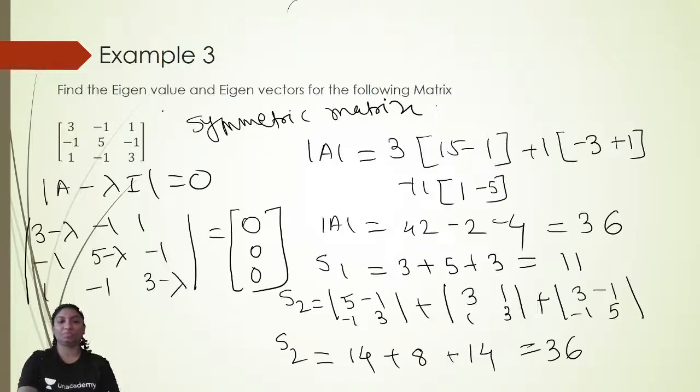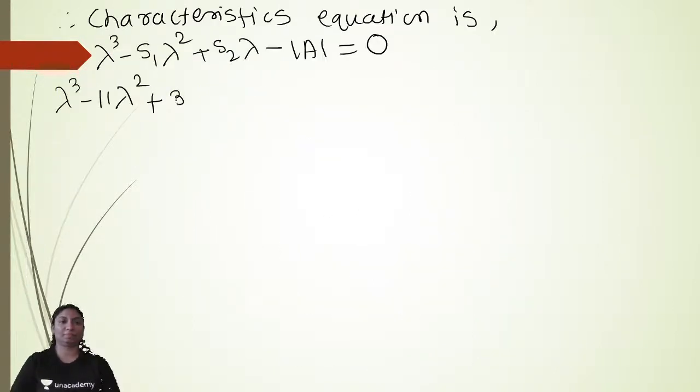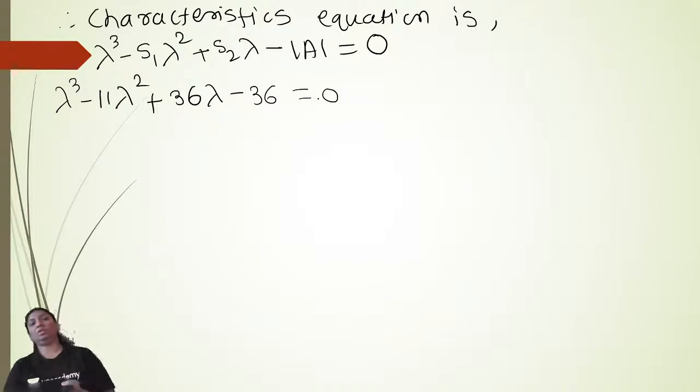plus S2. S2 is 36, minus determinant of A is again 36. So is equal to 0. So first we will find the first root of the equation. So we can put 2.